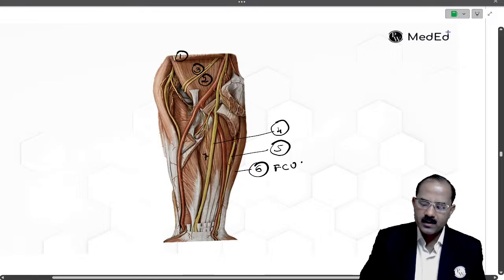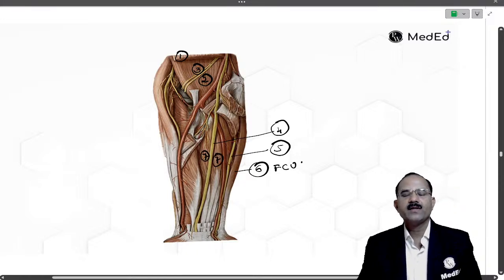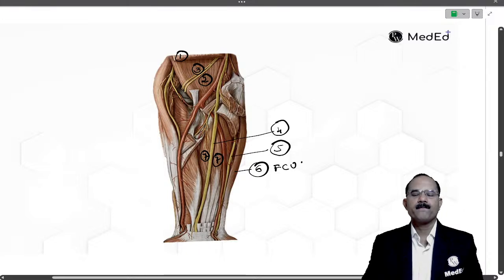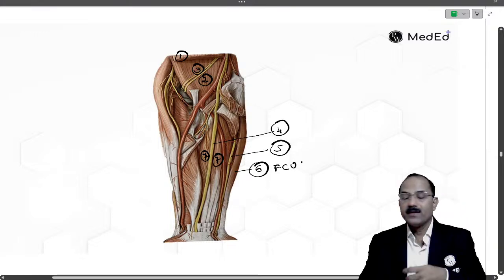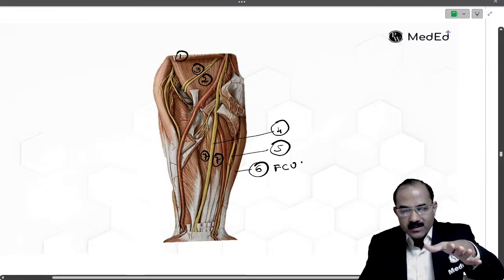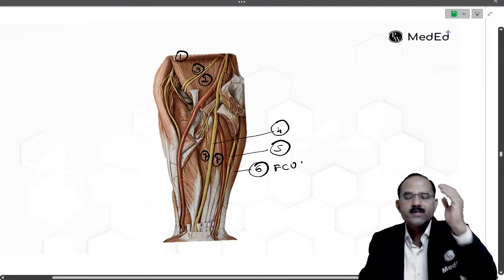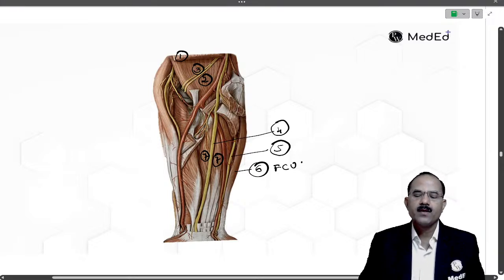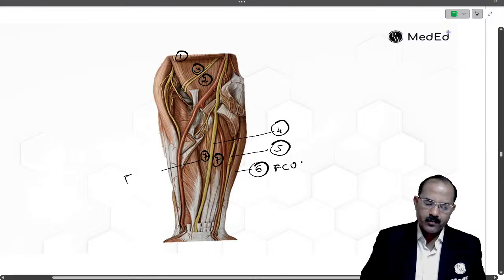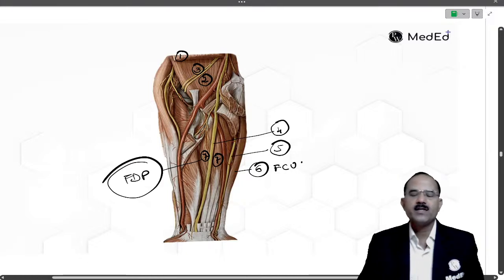And what's this muscle, number 7? Say the name of number 7. Very good, Shantanu, you're also answering very well. No, look, number 7 is the muscle on which the median and the ulnar nerve are lying. Who's number 7? It's the flexor digitorum profundus. 7 is profundus.